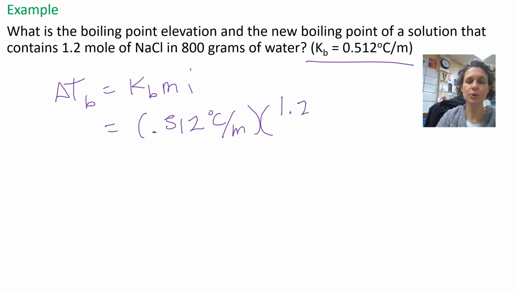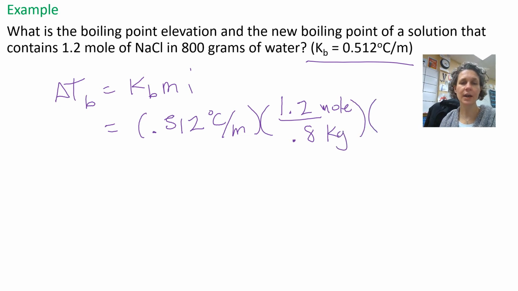So here's moles. And then I have 800 grams of water, and 800 grams of water is 0.8 kilograms. So here's moles, and here's kilograms. And then for the i, you have to look at the compound that we're talking about, the solute. In this case, we're talking about NaCl. NaCl breaks into two ions, an Na and a Cl, so our i is 2.